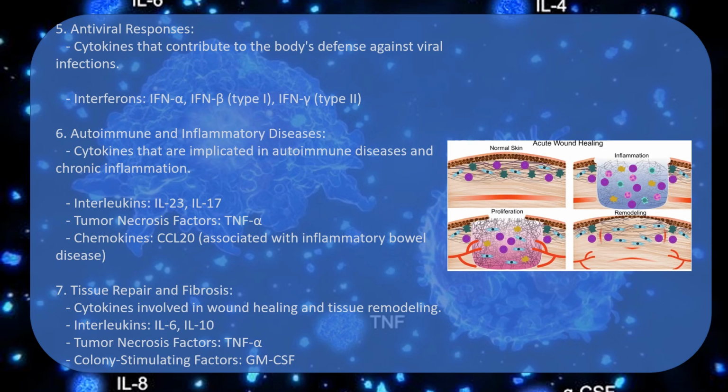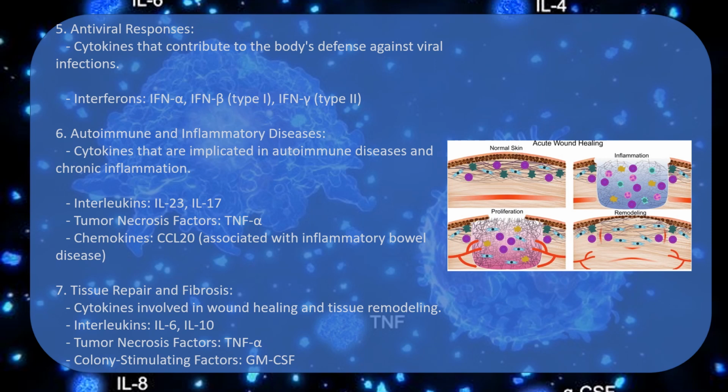Next, antiviral response. The cytokines that contribute to the body's defense against viral infections: interferon alpha, beta, and gamma. Autoimmune and inflammatory disease. Cytokines that are implicated in autoimmune disease and chronic inflammation. Interleukins 23 and 17. Tumor necrosis factor alpha. Chemokines CCL20. Tissue repair and fibrosis. Cytokines involved in wound healing and tissue remodeling. Interleukin 6 and 10. Tumor necrosis factor alpha.